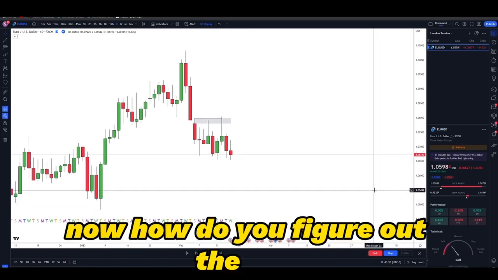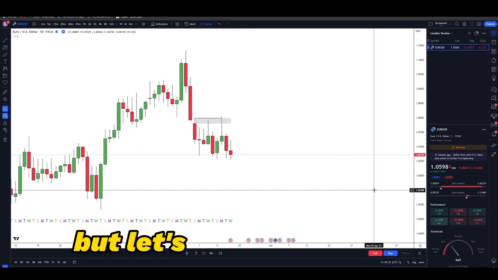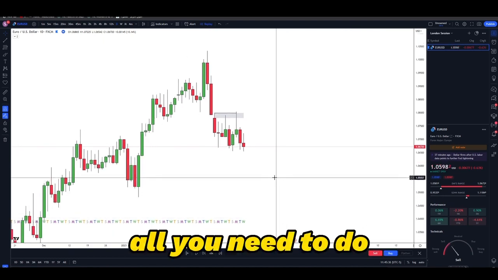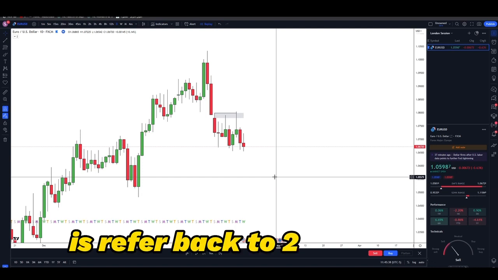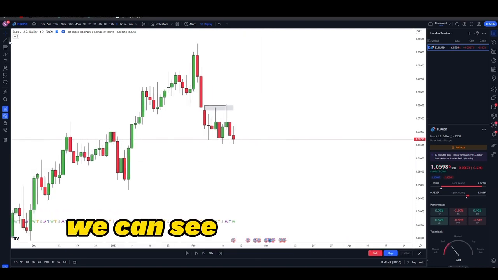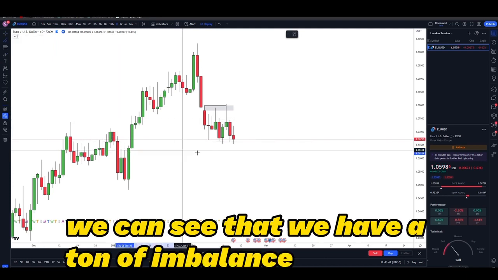Now, how do you figure out the bias? I kind of went off topic, but let's stick to the topic. To figure out the bias, it's pretty simple. All you need to do is refer back to two concepts: supply and demand, and imbalance. In this case, we can see that we have a ton of imbalance right here.